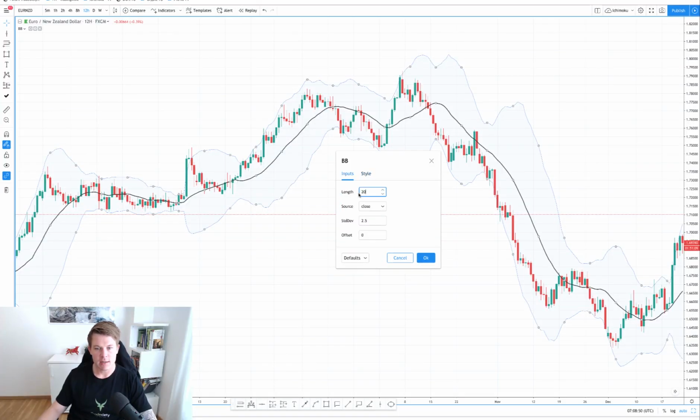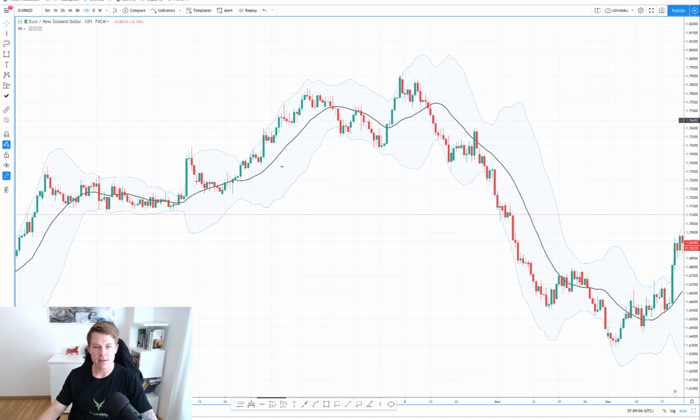I use the regular 20, so the moving average in the middle is a 20 period moving average, but I use 2.5 standard deviations instead of the default, which is 2. And what this means is that it will just make your Bollinger Bands a little bit wider, so they capture more of the extreme price movements, which we want. We want to filter out the noise a little bit. So that is what you see here.